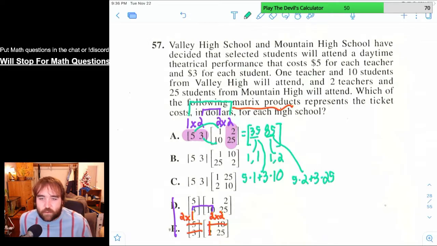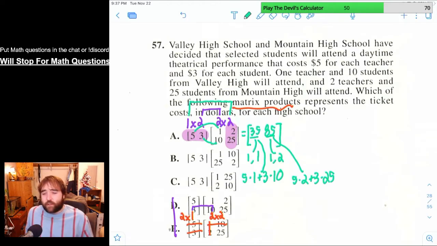So Valley High School and Mountain High School have decided that selected students will attend a daytime theatrical performance that costs $5 for each teacher and $3 for each student. 1 teacher and 10 students from Valley High School will attend, and 2 teachers and 25 students from Mountain High School will attend. Which of the following matrix products shows you that?